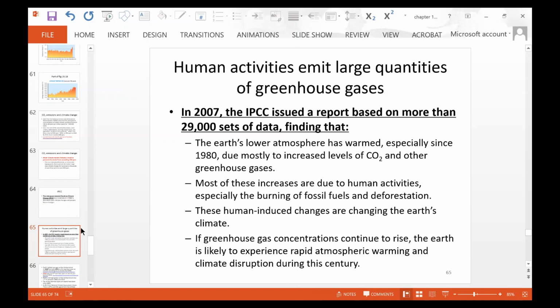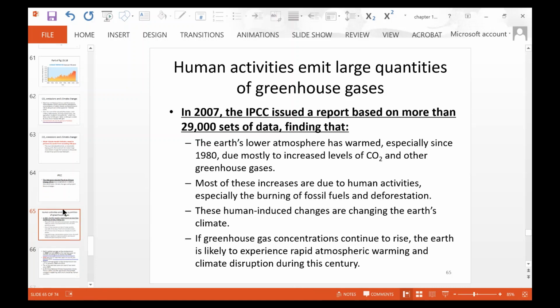Findings were also that the human-induced changes to greenhouse gases are changing the Earth's climate. And if greenhouse gas concentrations continue to rise, the Earth is likely to experience rapid atmospheric warming and climate disruption during this century.